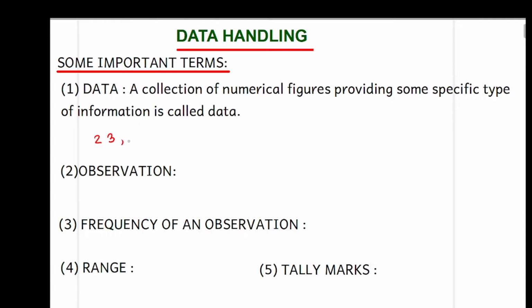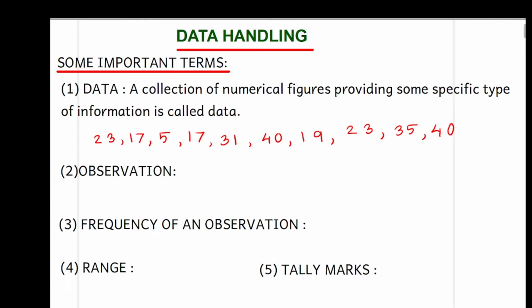23, 17, 5, 17, 31, 40, 19, 23, 35 and 40. These are the marks obtained by the class 7 students.